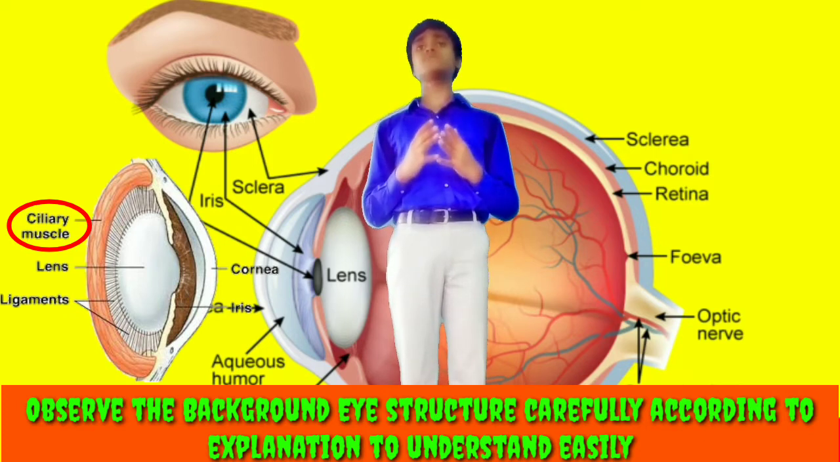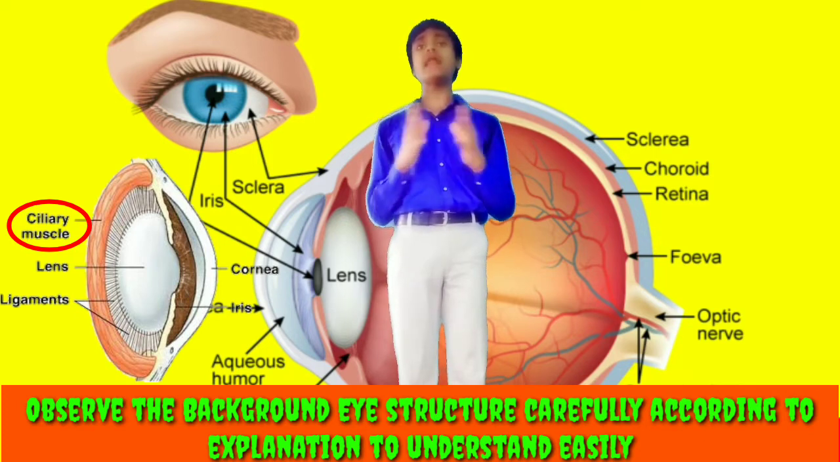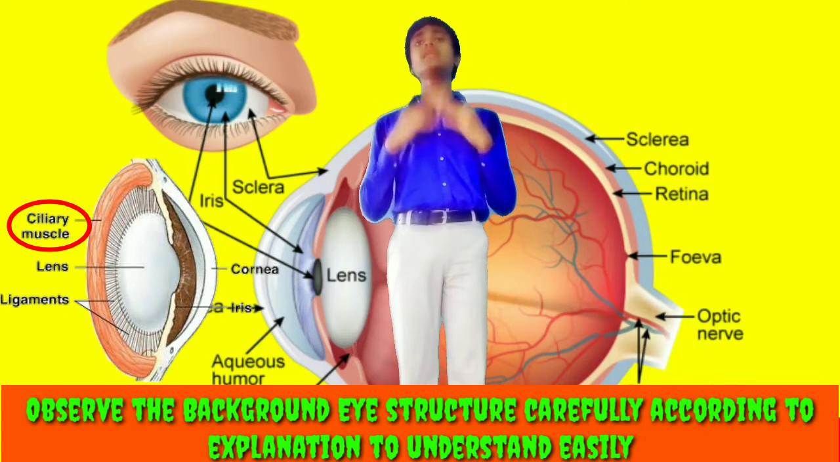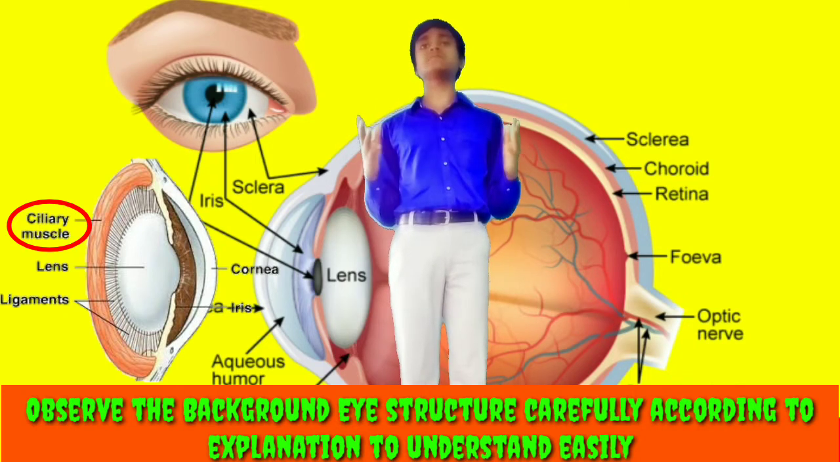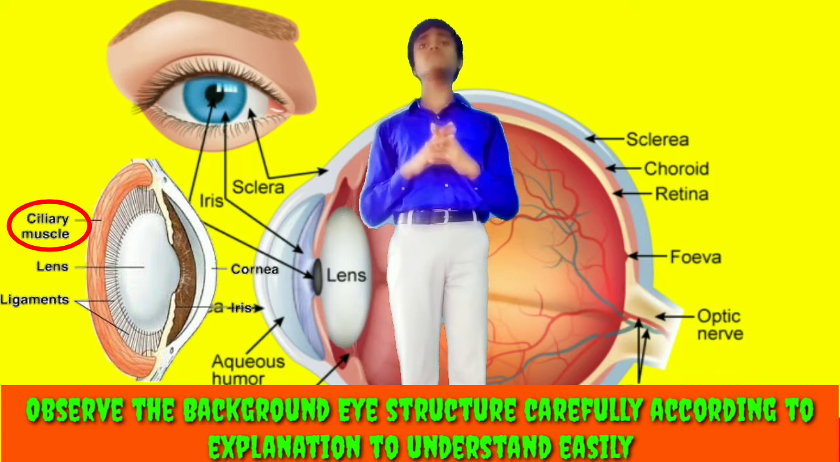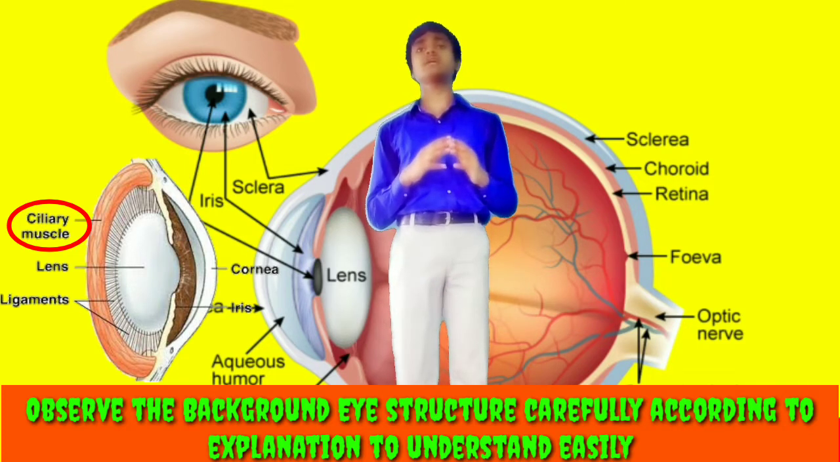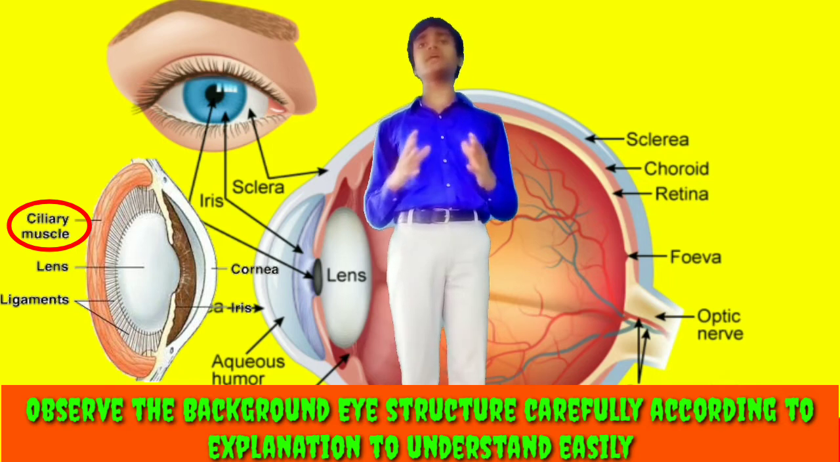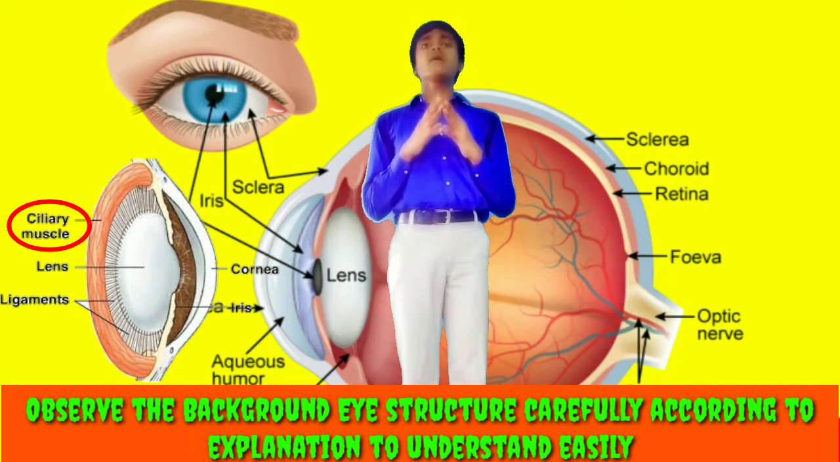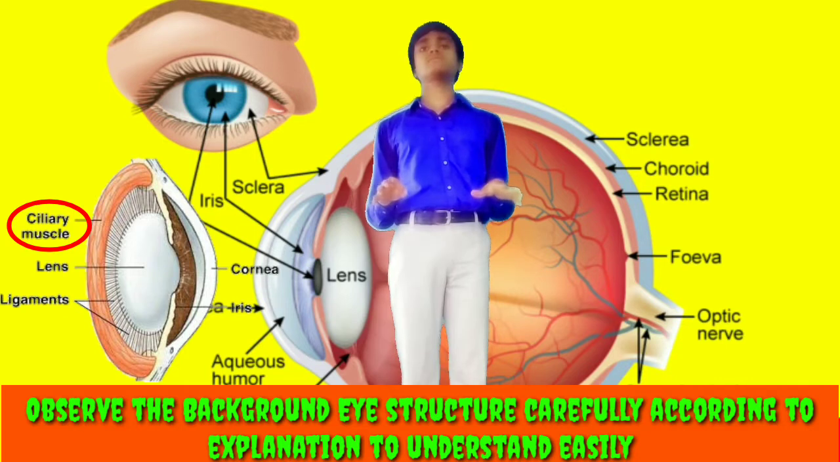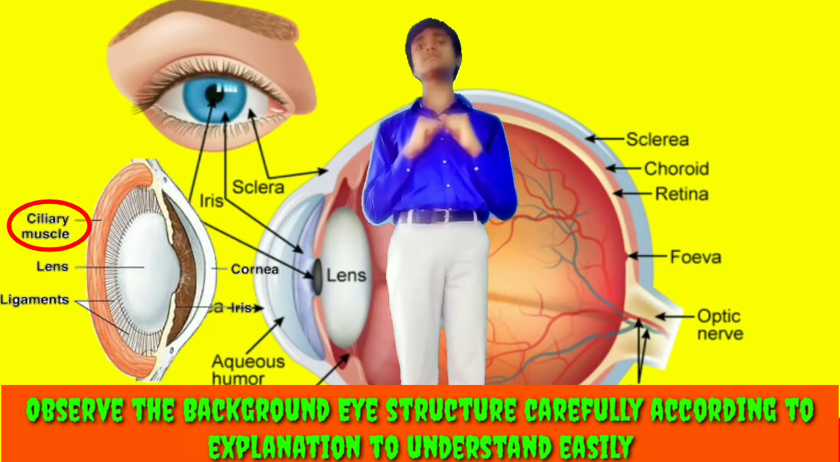If we see far objects, the ciliary muscles relax, so the focal length of the eye increases, and we can see the distant objects clearly. At the same time, when we see near objects, the ciliary muscles are strained, so the focal length decreases, and we can see the near objects clearly.